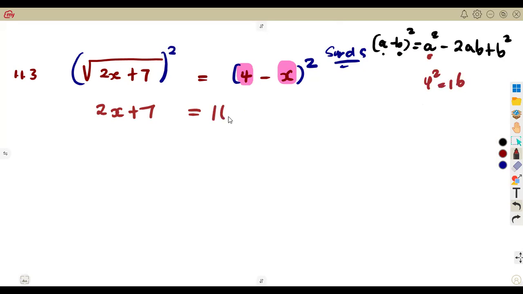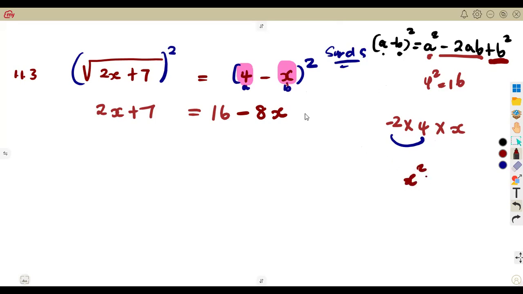So we're going to have 16 minus 2ab, that's minus 2 times a, which is 4, times b, which is x. So take note, this is your a and this is your b. What is the product of these two? That's minus 8, so we've got minus 8x. Then the last part is plus b squared. Our b is x, so that's plus x squared, just like that.